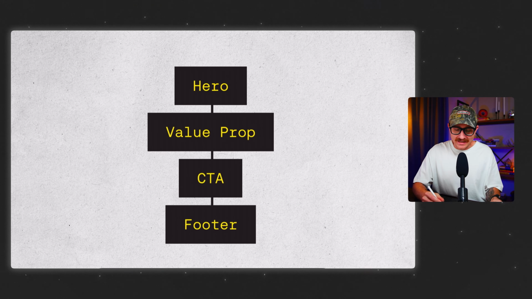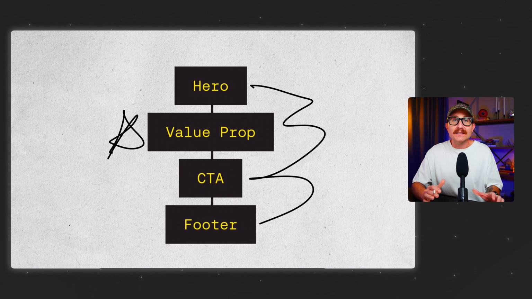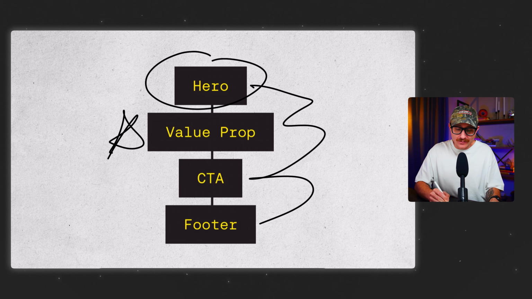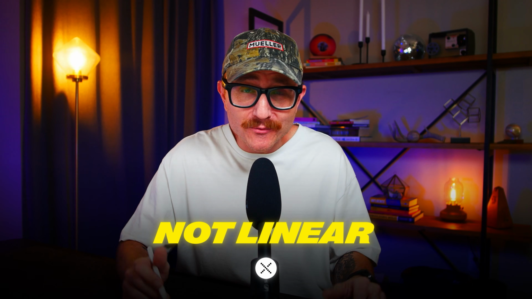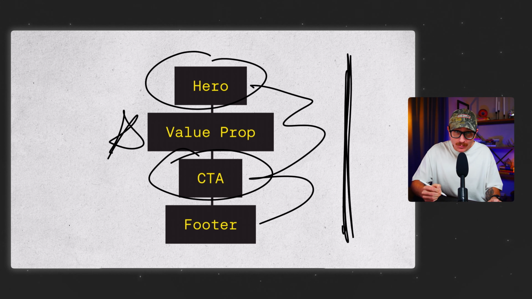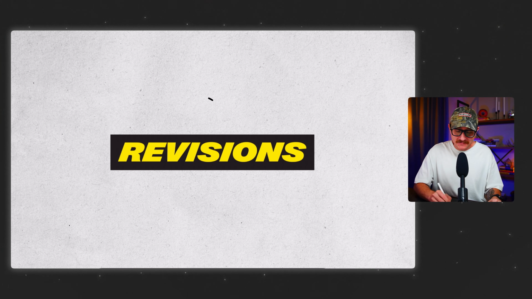And here's what's funny, if you just keep going, rather than sticking on one section, trying to perfect it, you start to come up with ideas for your hero when you're working on the call to action. That's because creativity is not linear. So don't try to force it. Just keep moving. After you've made your first pass, come back a few times to try to refine it, and then you show it to the client. And this is the part where most designers start sweating.